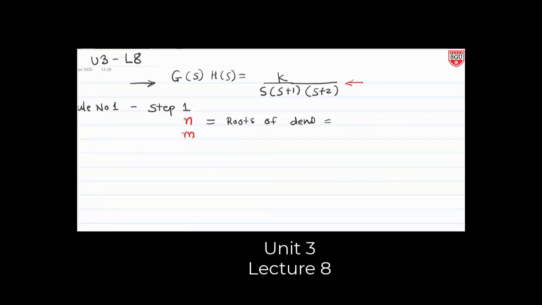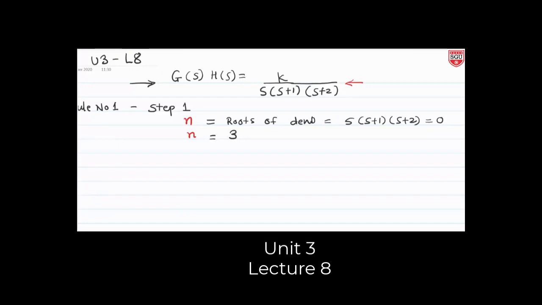The characteristic equation is s into (s plus 1), (s plus 2). This is the denominator. We have to equate it to 0. So what will be the answer? The roots are 0, -1 and -2. So how many roots are there? 3. Means the number of poles is 3.